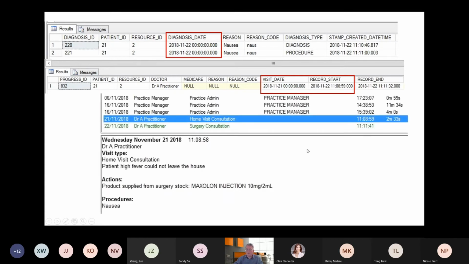When you actually look at what the GP sees on the screen, indeed, the record is associated with the 21st of November, not the 22nd. And it's got here procedure nausea. So what's actually happened is this diagnosis date at the top isn't a diagnosis date at all. It's actually the date that the information was entered that corresponds to the episode.